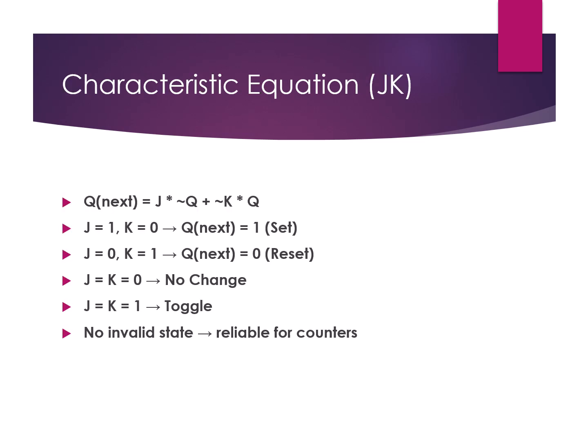The characteristic equation of the JK flip-flop is Q next equals J and not Q or not K and Q. This expression shows how the JK flip-flop updates the output based on its input and the previous state.